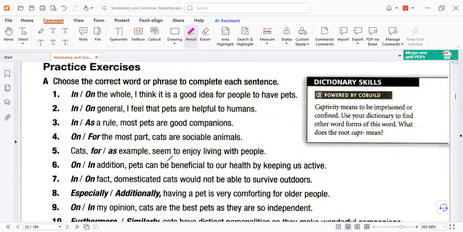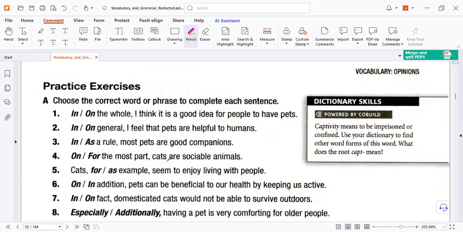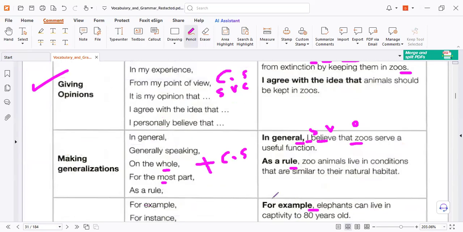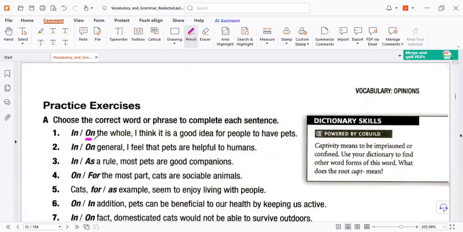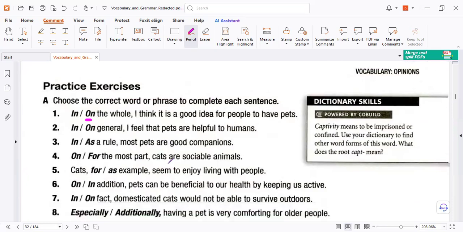So number one, what is it? In the whole or on the whole? On. So why not go to practice, revise, let's look. On the whole. If you forgot, here we have O, here O to help you. So this is on the whole as an expression. Right.